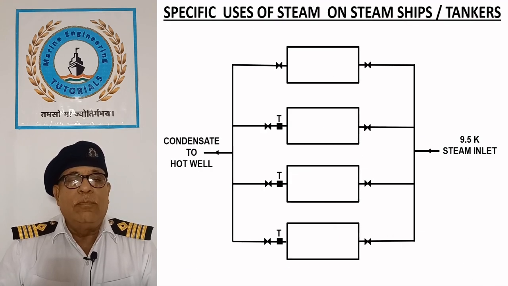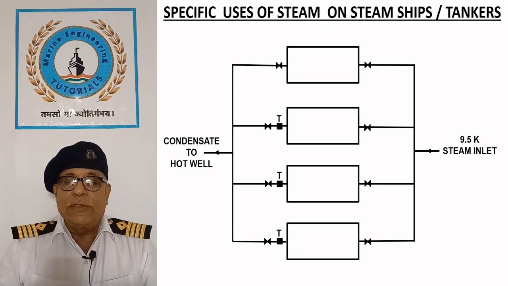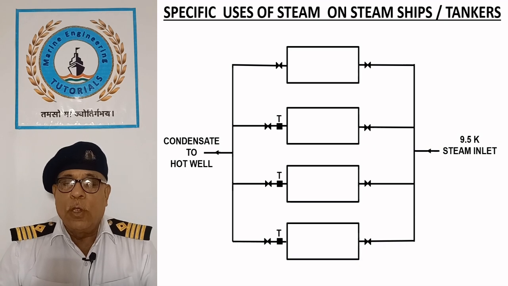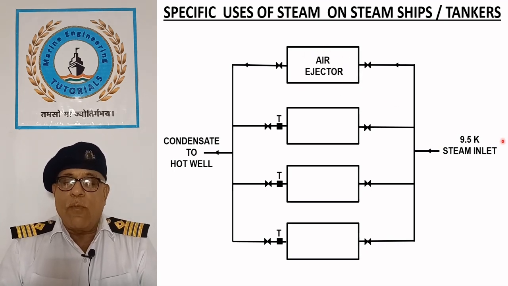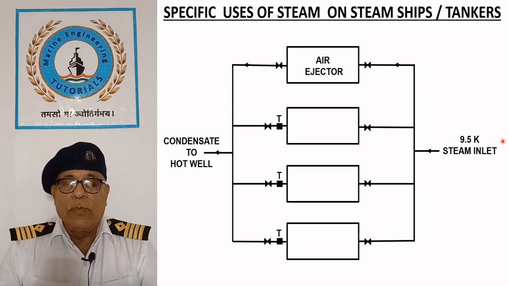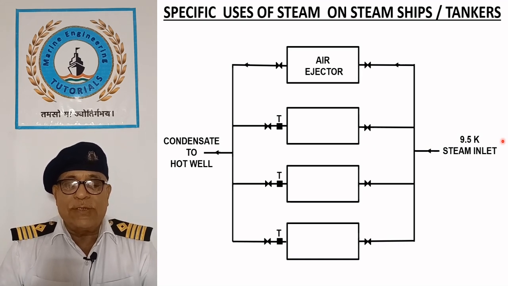Specific uses of steam on steamships and tankers. Steam is specifically used for the following purposes on steamships or conventional oil tankers. Air ejector. Steam was a common medium to maintain vacuum in main and auxiliary condensers on steamships with air ejectors. Vacuum in the condenser helps in improving the efficiency of the steam turbine.